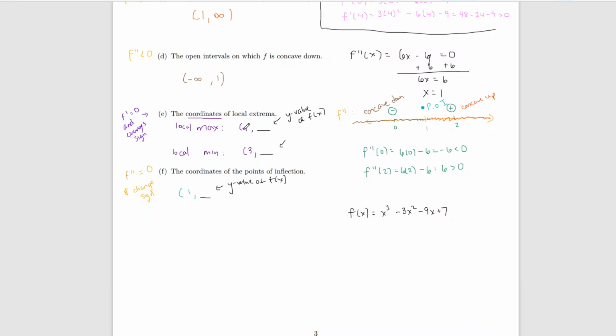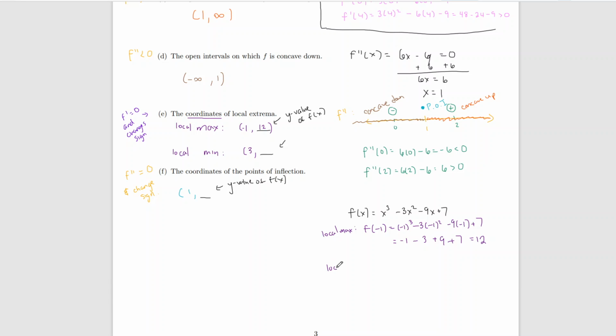So the local max, the x value is -1, and the y value, I'll just label it so it's easier to keep track of, f of -1. Plugging it in, we get -1 cubed minus 3 times -1 squared minus 9 times -1 plus 7. And go ahead and just simplify this, but we do need the actual number because we want the actual coordinate here. This is -1 minus 3 plus 9 plus 7, and that gives us 16 minus 4 is 12. The y value for the local max is 12.